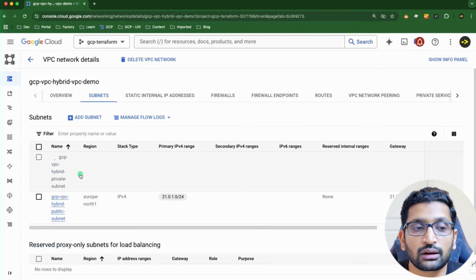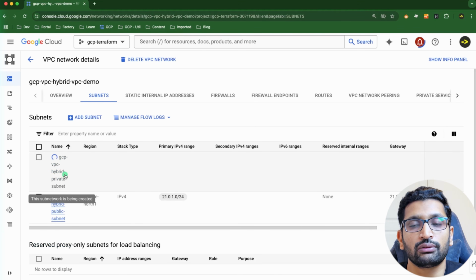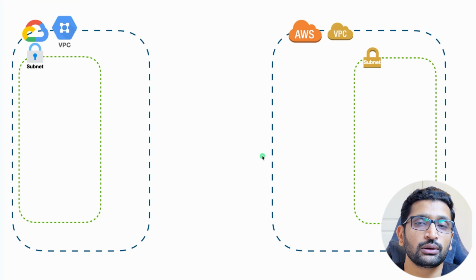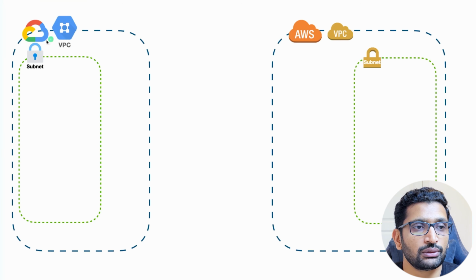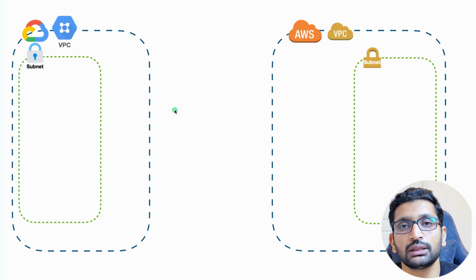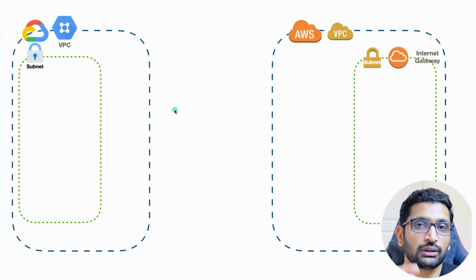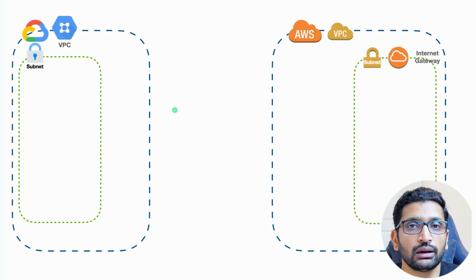Again, it will take a couple of minutes, and then our subnets will be created in our Google Cloud as well as on our AWS. Let's take a look at the diagram once again. So now we have a VPC and subnets, both ready on AWS and GCP. The next thing we need to create on the AWS side is an internet gateway. So now you will start noticing little differences between Google Cloud and AWS. It's just the way these clouds work.